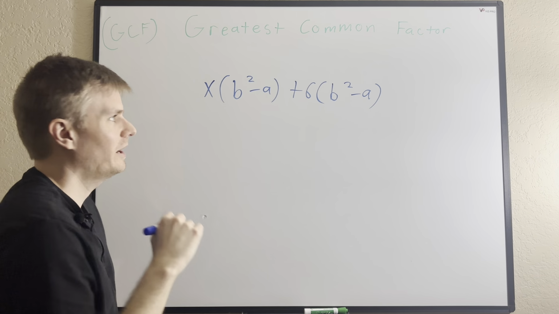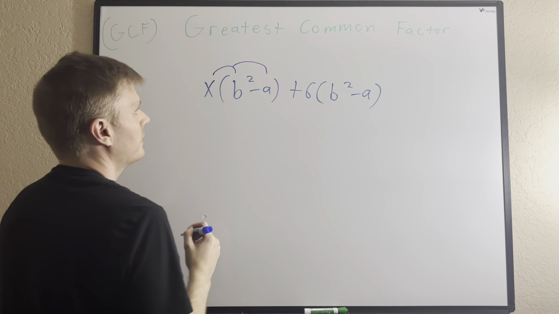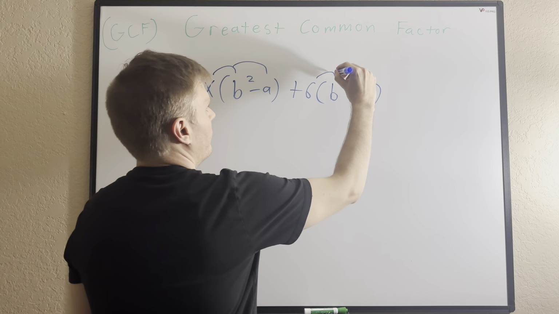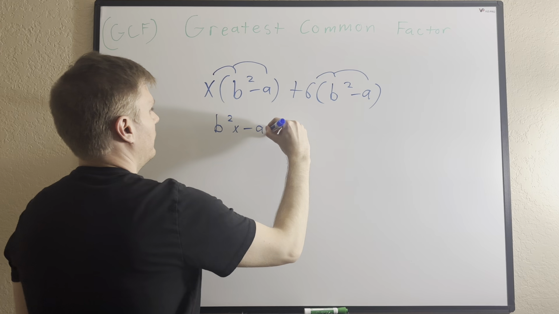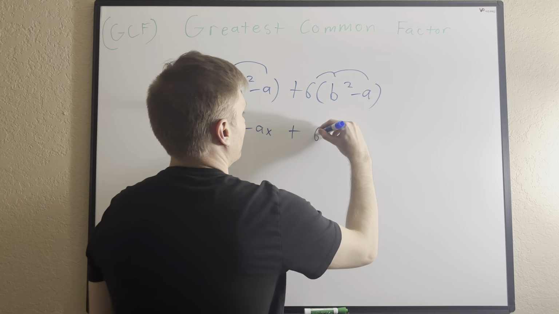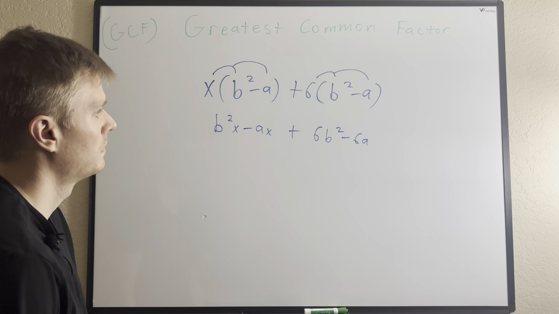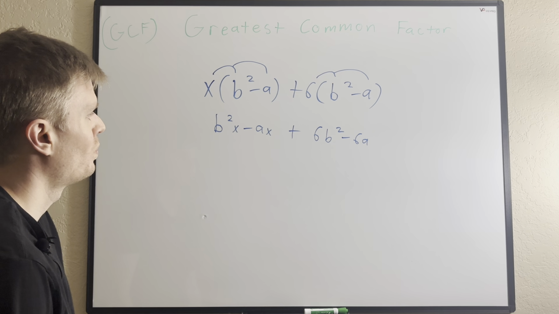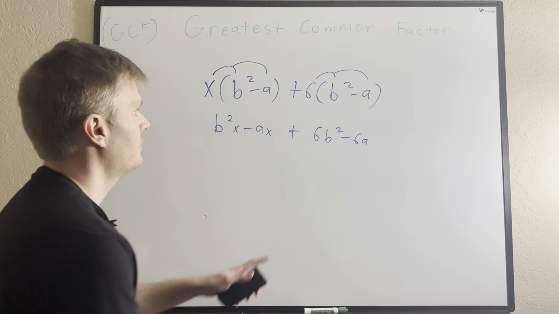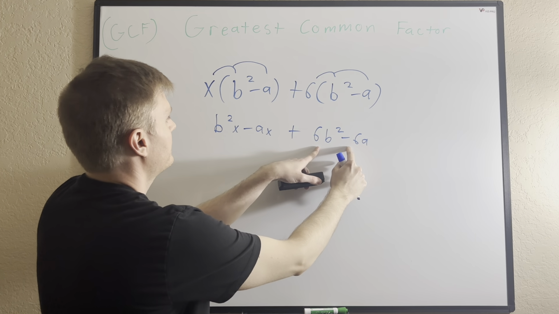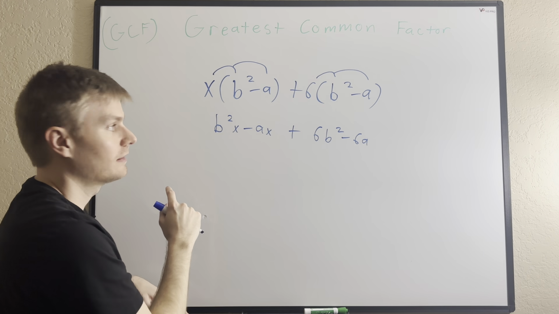But no, let's actually go back to what I was saying before. Let's distribute it out. Let's actually go x times b squared and x times a. Let's just demonstrate why this works. B squared x minus ax plus 6b squared minus 6a. So what they did was they kind of found the greatest common factor of this and factored it out. And they found the greatest common factor of this and factored it out, didn't they?